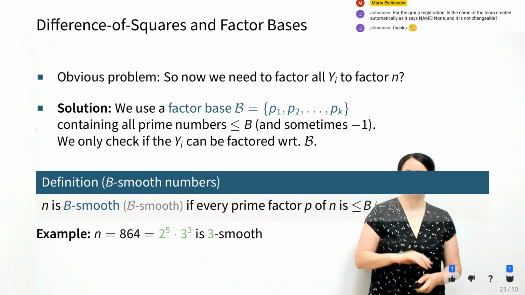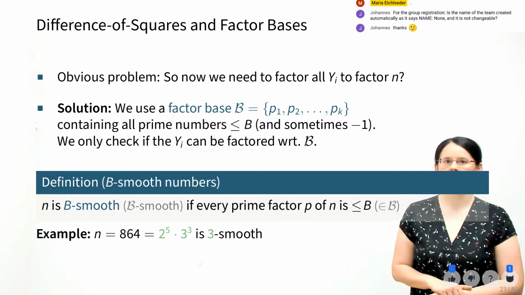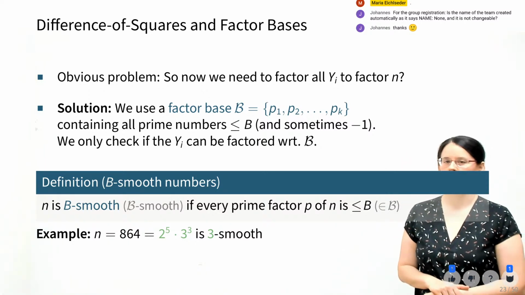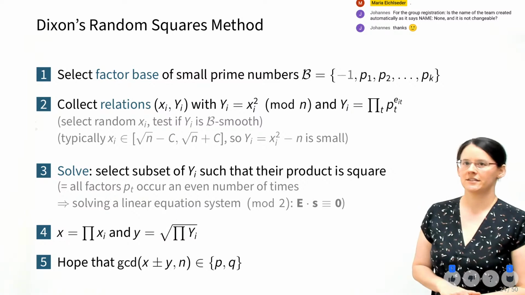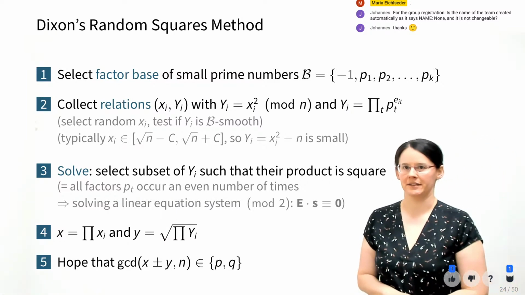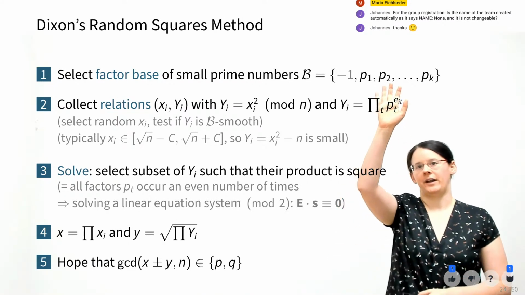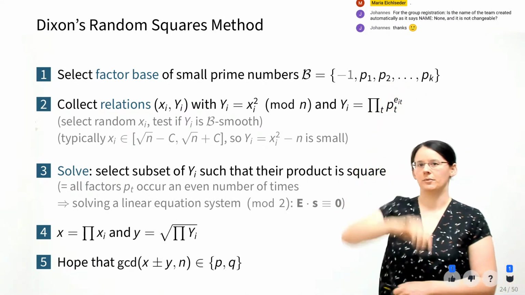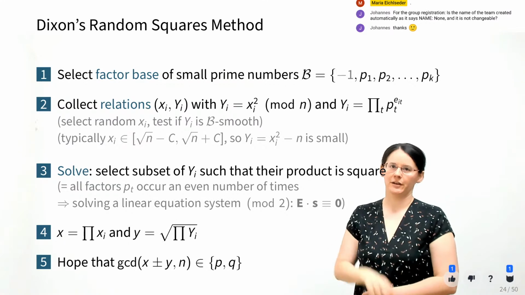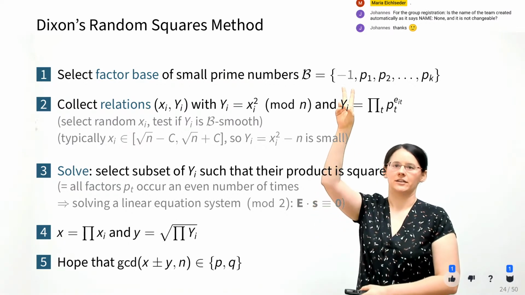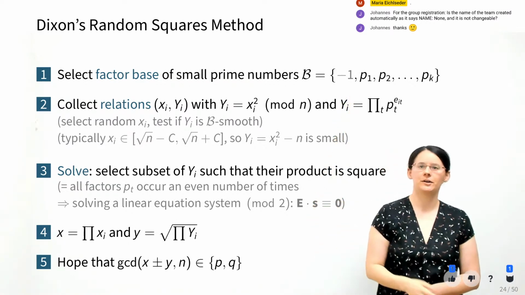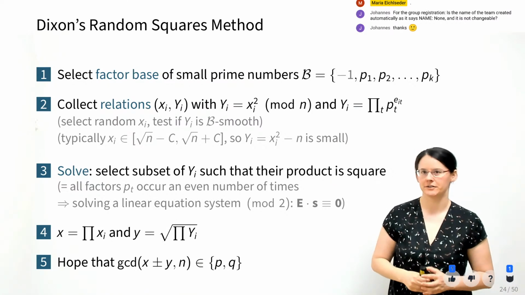Okay, so this is going to be all the ingredients we need for our first factoring algorithm: Dixon's so-called random squares method. I already mentioned the first step. We choose a factor base, meaning a set of small prime factors. Actually, we usually also add -1 because we're also going to deal with negative numbers.